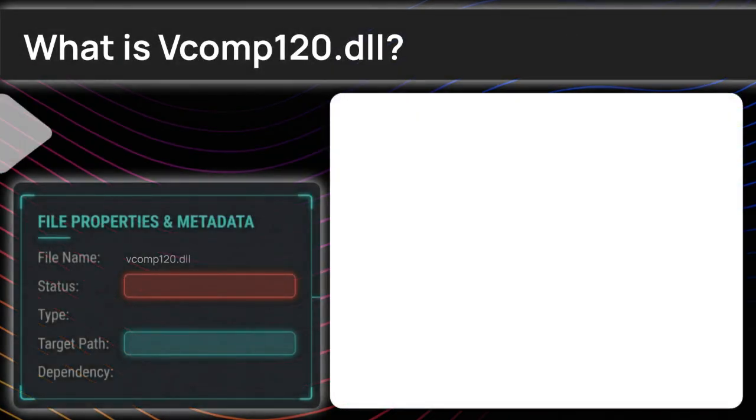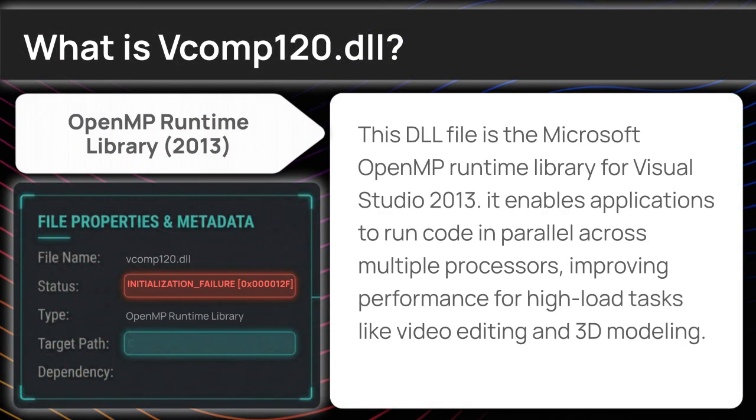This DLL file is the Microsoft OpenMP Runtime Library for Visual Studio 2013. It enables applications to run code in parallel across multiple processors, improving performance for high-load tasks like video editing and 3D modeling. Now let's get this fixed up.